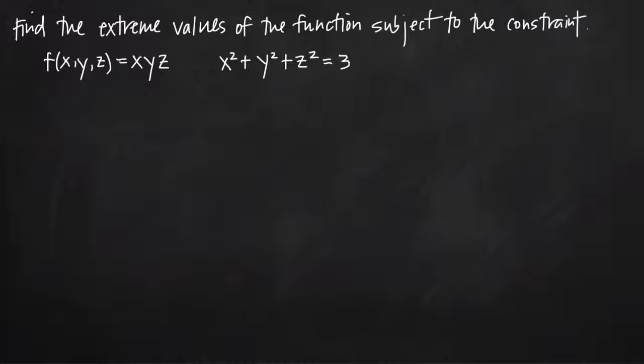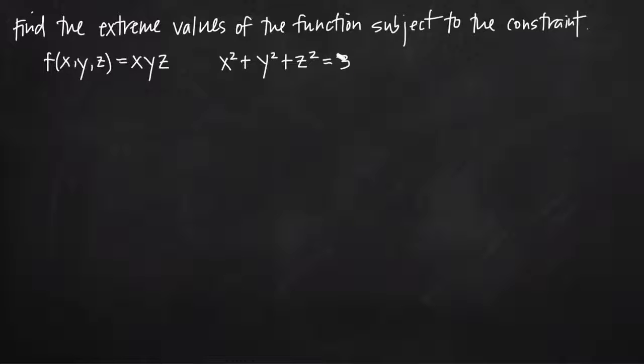In this video, we're going to be talking about how to use Lagrange multipliers to find the extreme values of a function. And in this particular problem, we've been given the function f of xyz is equal to xyz, and we've been asked to find the extreme values of this function, assuming that the function is subject to this constraint equation, x squared plus y squared plus z squared is equal to 3.